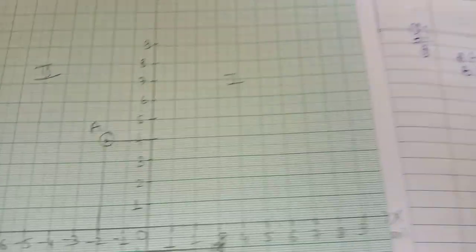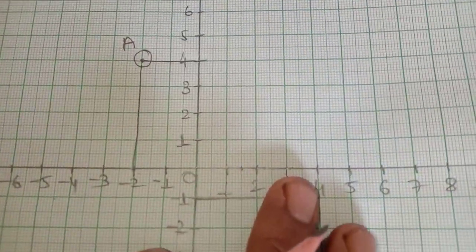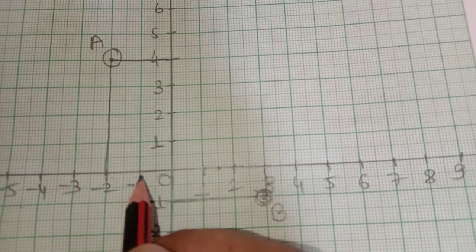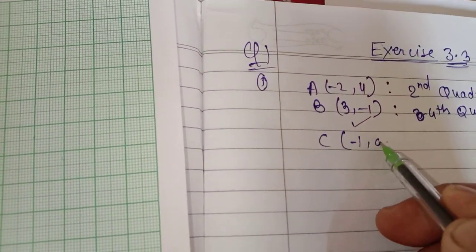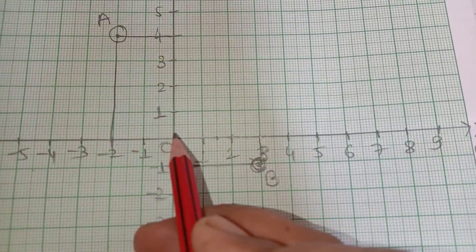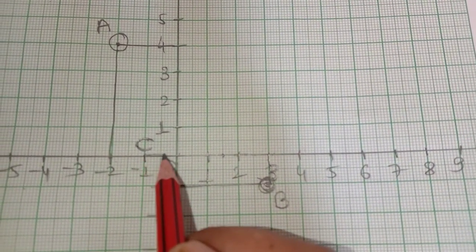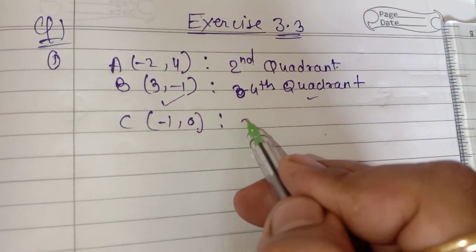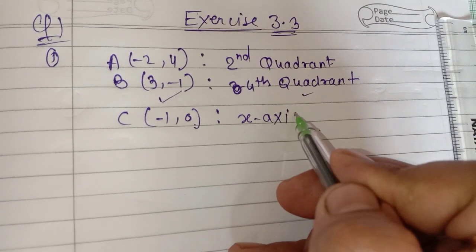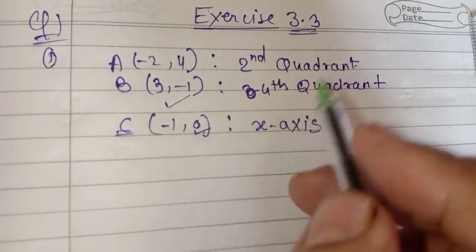Clear? Then comes (-1, 0). Now this one is interesting. See, -1 is here. As I told you, if the y coordinate is 0, there is no y value, so there will be only the x-axis. So this one will be (-1, 0). So right here, C. The point is lying on what? The x-axis. Okay, so what will we denote here? X-axis. It is our verification. Why? Because the y coordinate is 0. Therefore this point lies on the x-axis.